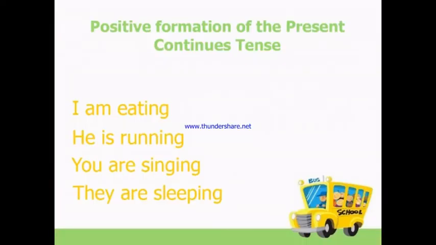Sounds easy, right? Let me give you a couple more examples in positive formation of the present continuous tense. So, you have like this: I am eating. So, at the moment of speaking, I am also eating, which is impolite, but that's just the example. He is running. So, when you look at your window and see him, he is running at the moment. You're singing. So, that means you're singing right this moment. And they are sleeping. So while we talk, they are sleeping.